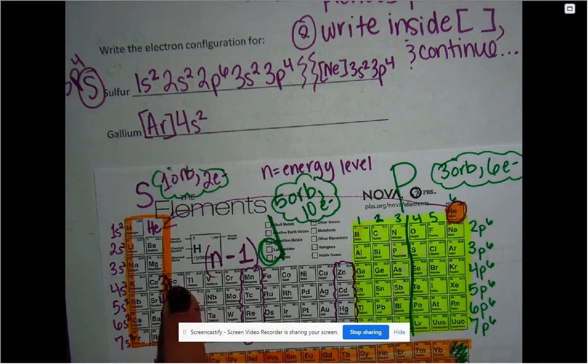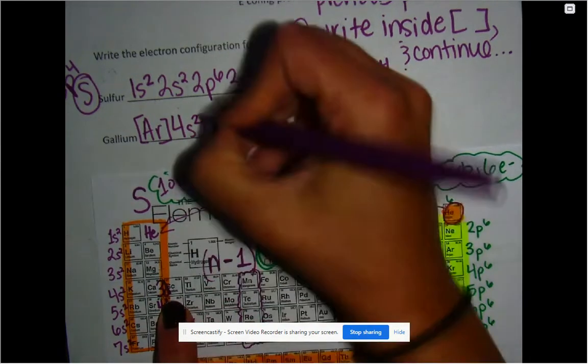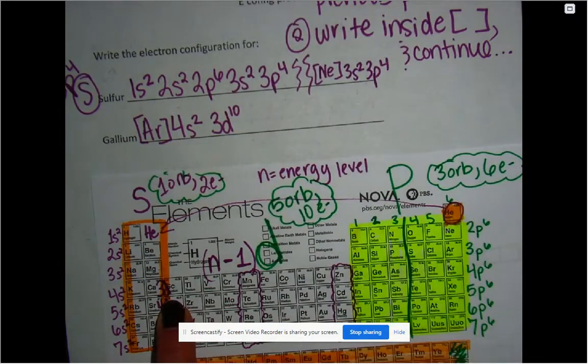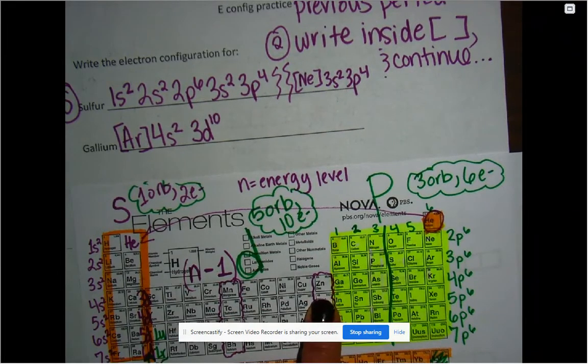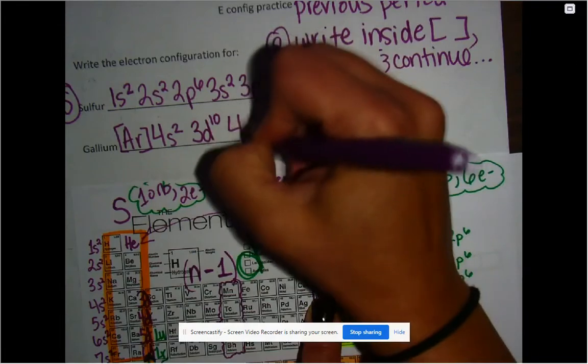We're going to go across the D sublevel. So what are we going to put? 3d10. This is where we had to jump back. So now we're at zinc. What are we going to end with? With 4s1. Not 4s, but 4p1. Good. Yep.